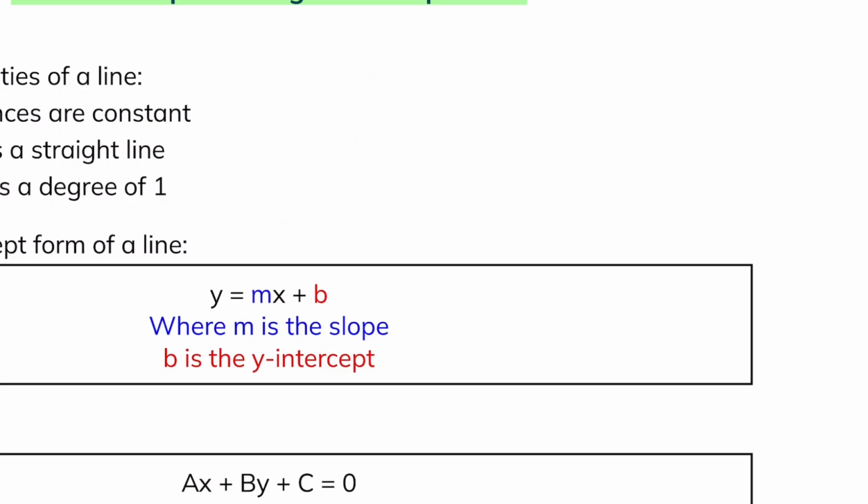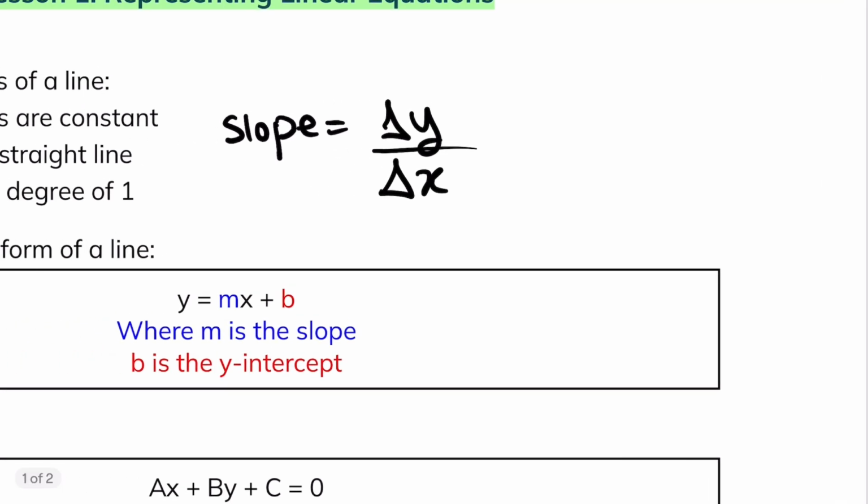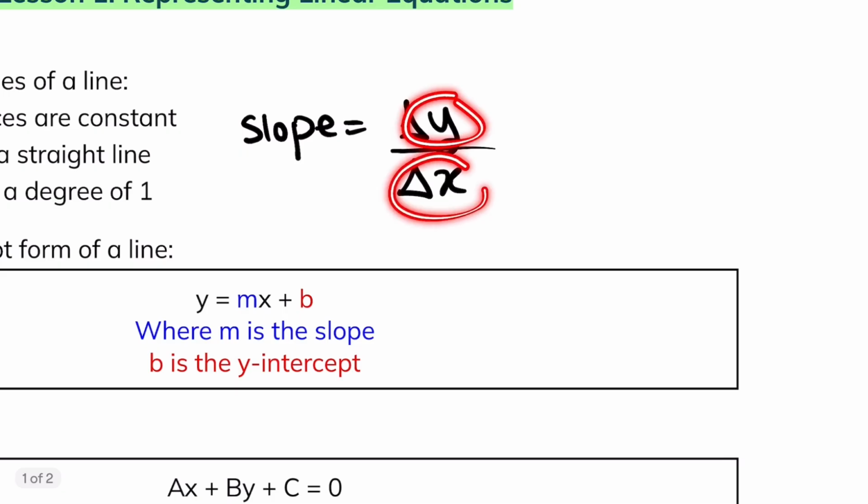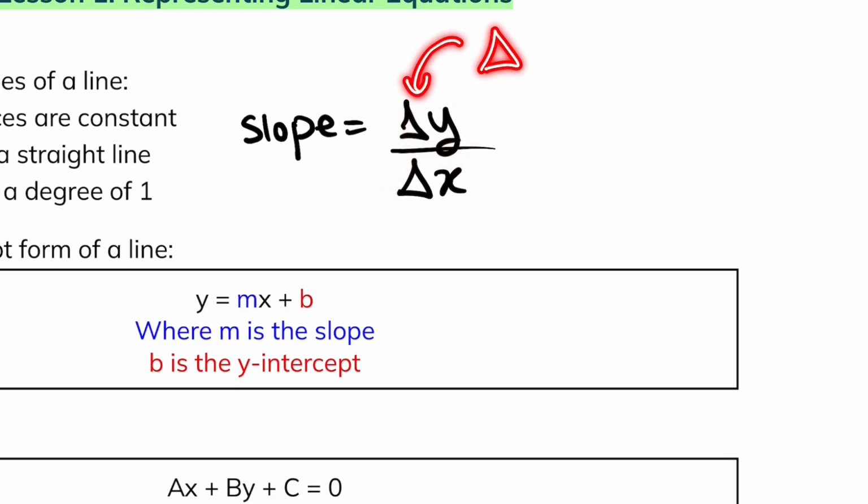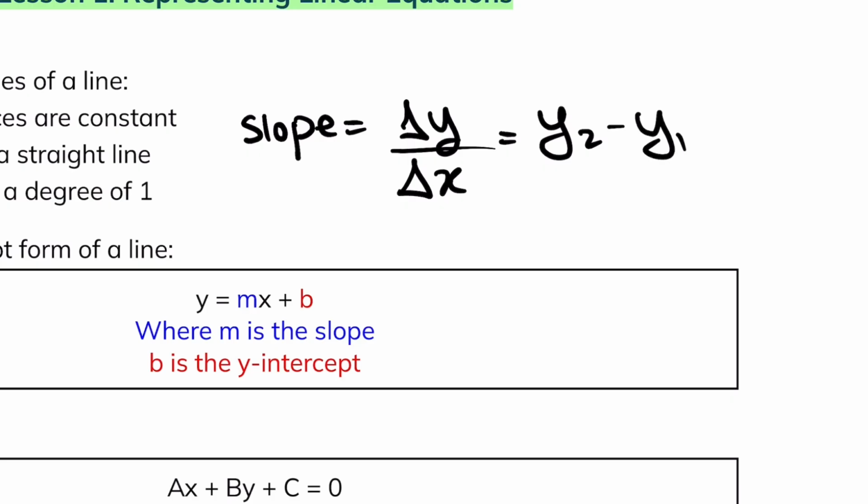The slope is represented in 3 different ways that you will come across. The first is this typical notation, delta y over delta x. And this triangle symbol represents delta, which basically means change in. So all we're saying is that the slope is the change in the y values over the change in the x values. This can also be written in the form of y2 minus y1 over x2 minus x1.